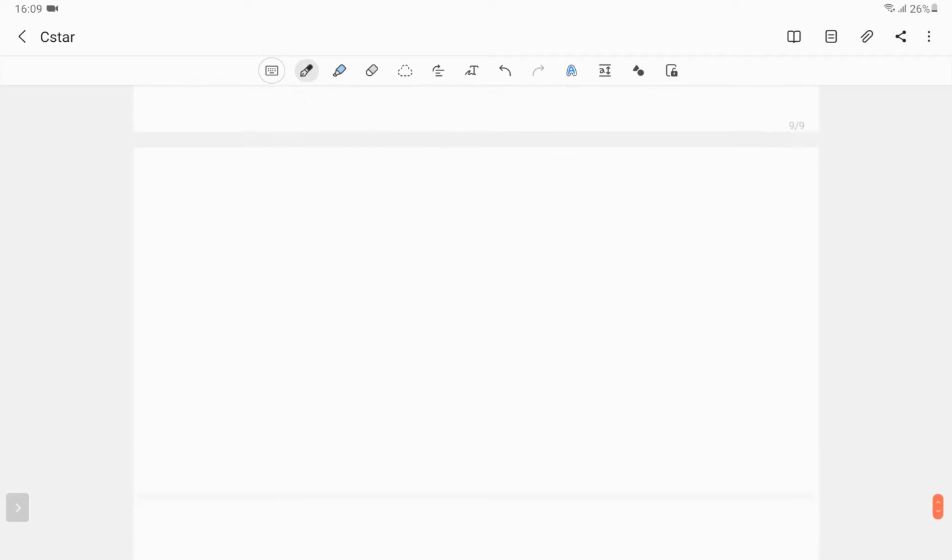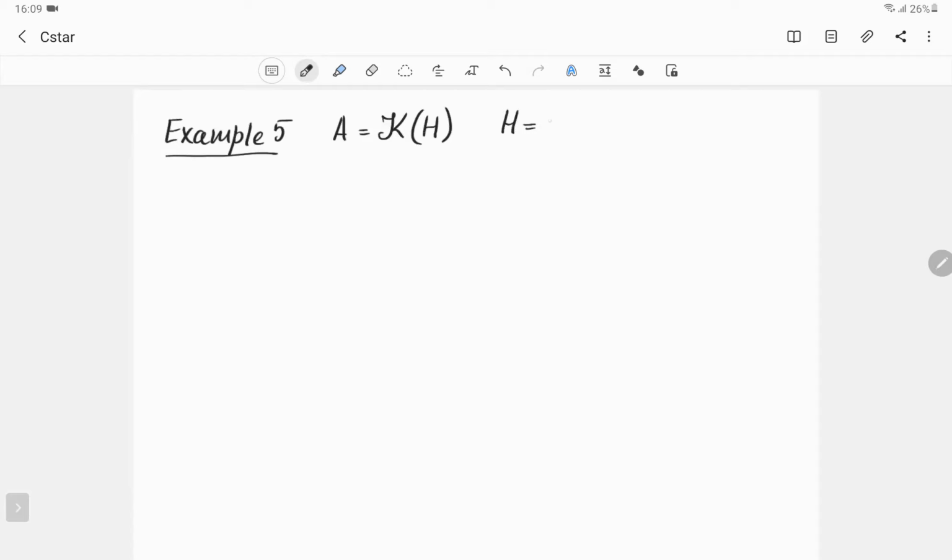Okay, our final example concerns the algebra of compact operators. Finally, let's look at the algebra of compact operators on a Hilbert space. This is example 5. A is K of H, where H is a Hilbert space. Of course, we know that this algebra is not unital unless H is finite dimensional. On the other hand, this algebra always has an approximate identity.